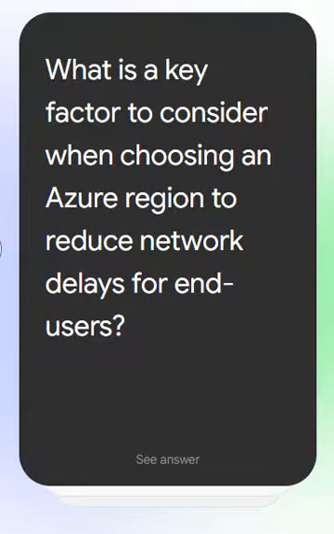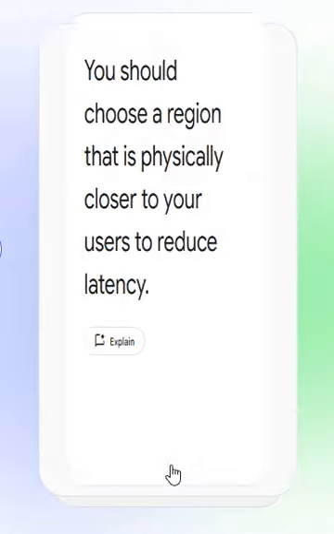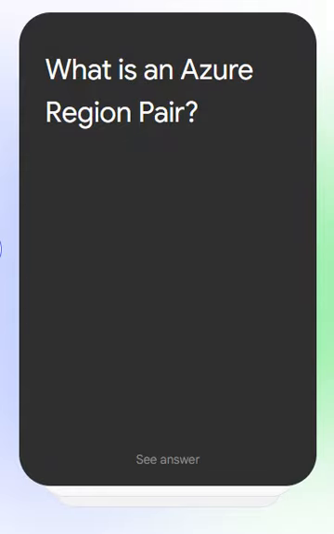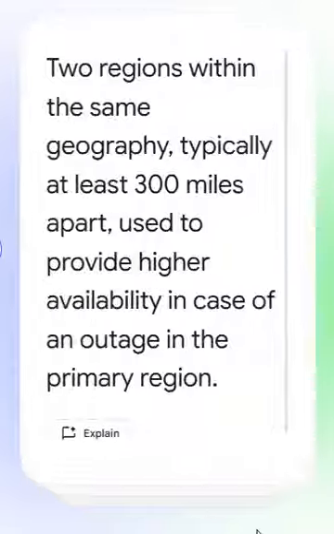What is a key factor to consider when choosing an Azure region to reduce network delays for end users? You should choose a region that is physically closer to your users to reduce latency. Region pair: two regions in the same geography, typically at least 300 miles apart, used to provide higher availability in case of an outage in the primary region.